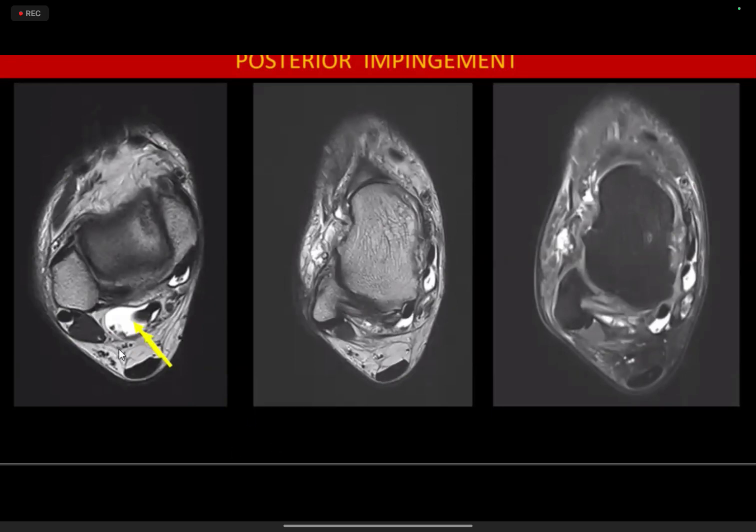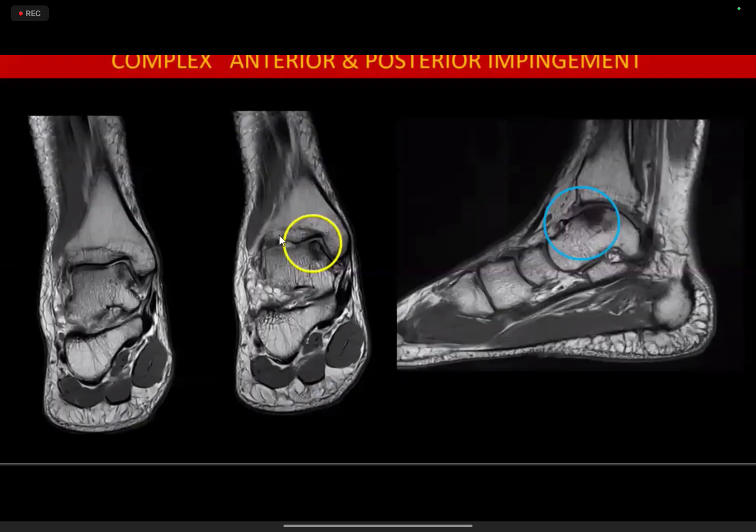So what we are seeing here is flexor hallucis longus tenosynovitis, right? And then apart from that, we can see fibrillations and thickening of the posterior talofibular ligament, and we have os trigonum. So the above mentioned findings are suggestive of complex ankle impingement in which we can see anterior and posterior components. Apart from that, we also had an osteochondral injury in this patient, and there was a ganglion cyst extending along the anterior lateral fossa.